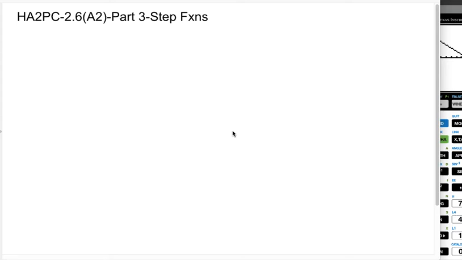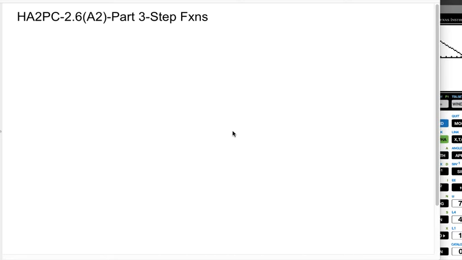This is Honors Algebra 2 Pre-Calculus. We're still doing 2.6 in Algebra 2. This is part 3, which talks about step functions. So your textbook's actually going to introduce a couple different step functions. In reality, in most of math, you're going to find that there's only one, and we'll talk about that.